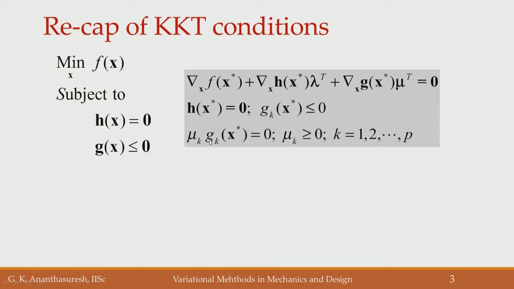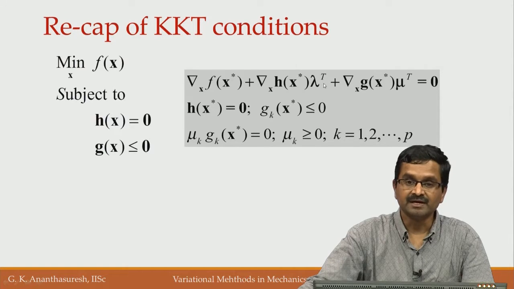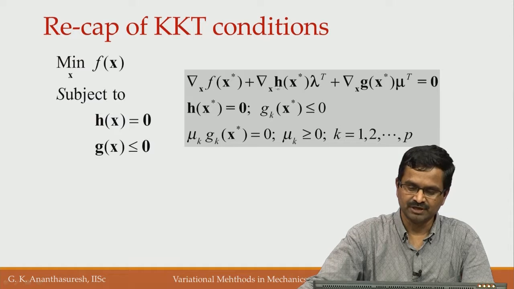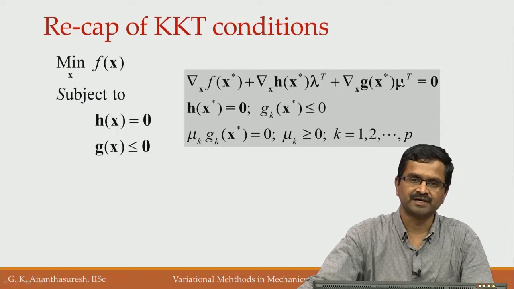When we have that, we wrote the KKT conditions here, Karush-Kuhn-Tucker conditions. The first one, again to recap, says that the gradient of the objective function is a linear combination of the gradients of the constraints, both equality constraints and inequality constraints. And then such a point x star which satisfies this first of the KKT conditions should also be feasible, meaning that it should satisfy the equality constraints and the inequality constraints.